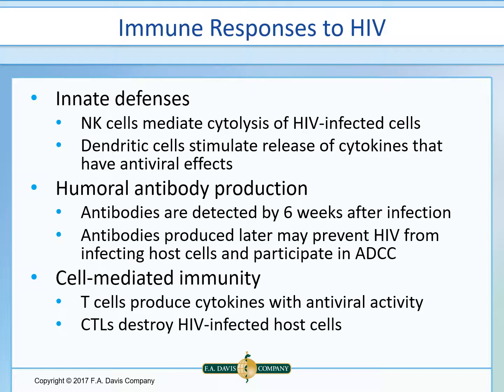The same types of immune responses that are elicited from other viral infections are stimulated against HIV. The immune responses include innate defenses, humoral antibody production, and cell-mediated immunity. The innate immune response includes natural killer cells mediating cytolysis of HIV-infected cells. Dendritic cells also stimulate release of cytokines that have antiviral effects. Antibody production occurs and is detected by 6 weeks after infection, and antibodies may be produced later to prevent HIV from infecting host cells and participate in antibody-dependent cell-mediated cytotoxicity.